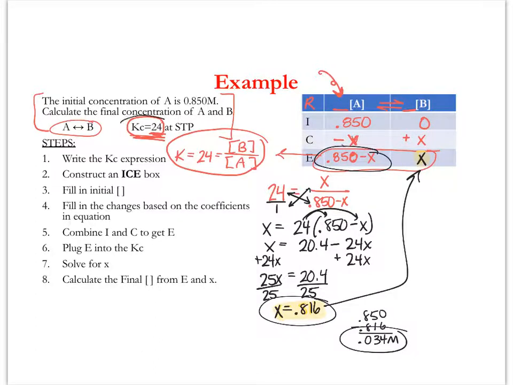Now back at the beginning I asked, at equilibrium, are we going to have more reactants or products? We said more products because it's a larger value than 1, meaning our numerator was large. Look, we have more products than we have reactants, so it holds true.